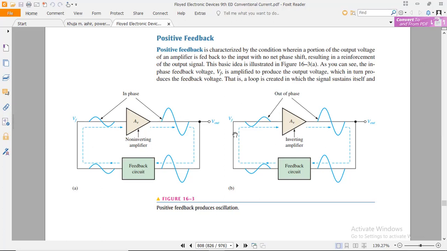Now, if we discuss the inverting amplifier, in this figure you can see that the input provided is out of phase, and the output would be out of phase as well, starting from 0 degrees, but the input signal was 180 degrees out of phase.